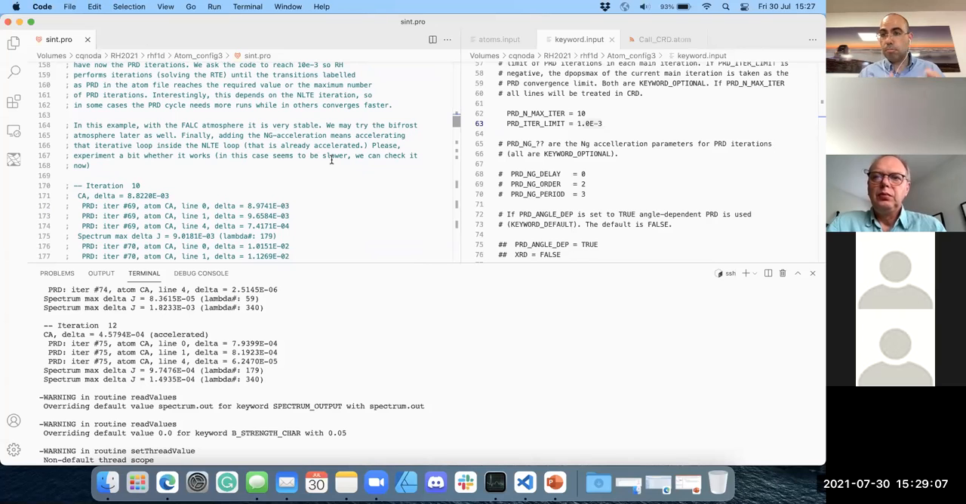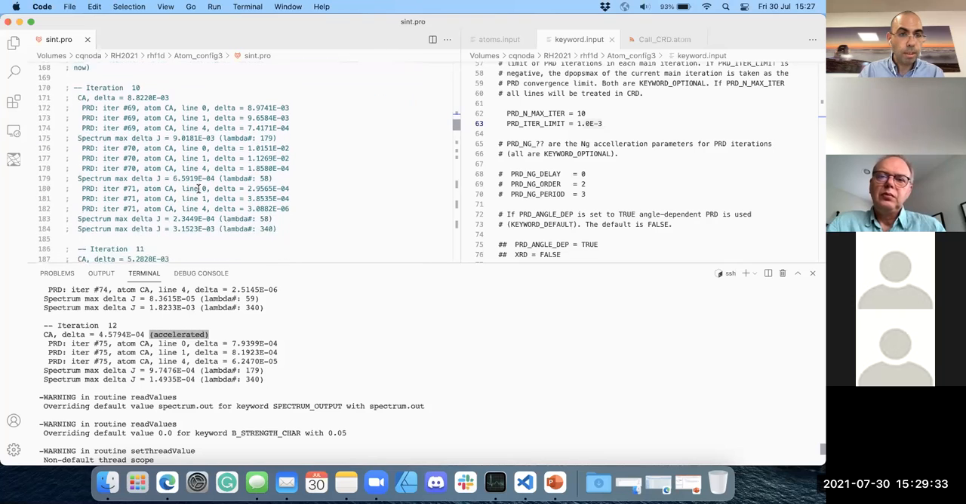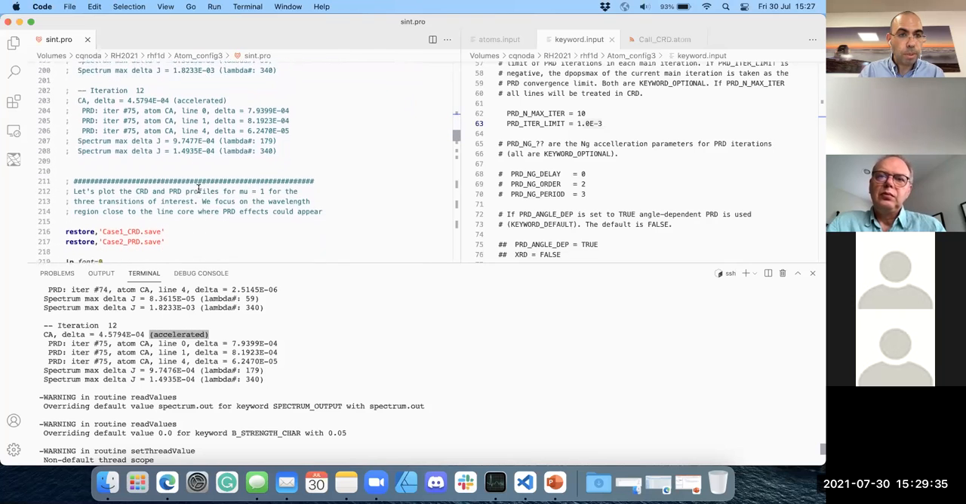So again, you may try things. If you see that your configuration with a given atom and atmosphere is having a benefit from NG acceleration, then use it. And if not, you can just leave it out and use it only in the non-LT problem, okay? Because you can see that the non-LT part is already accelerated. What we are not accelerating now is the PRD computation, okay? So then this is what we had.